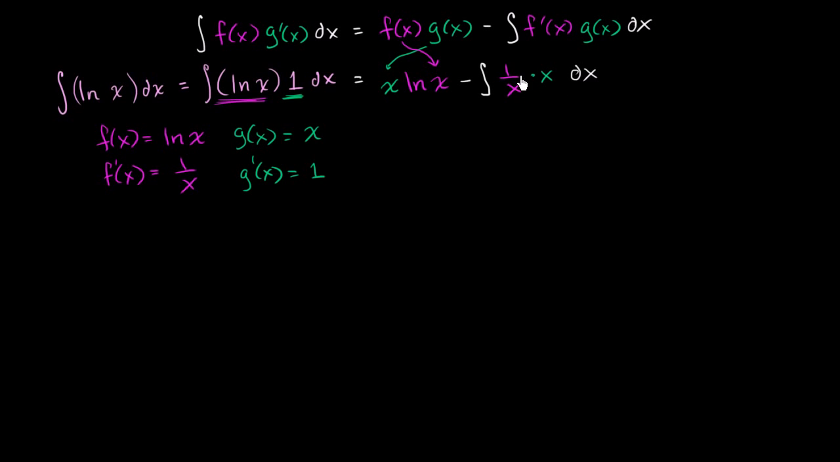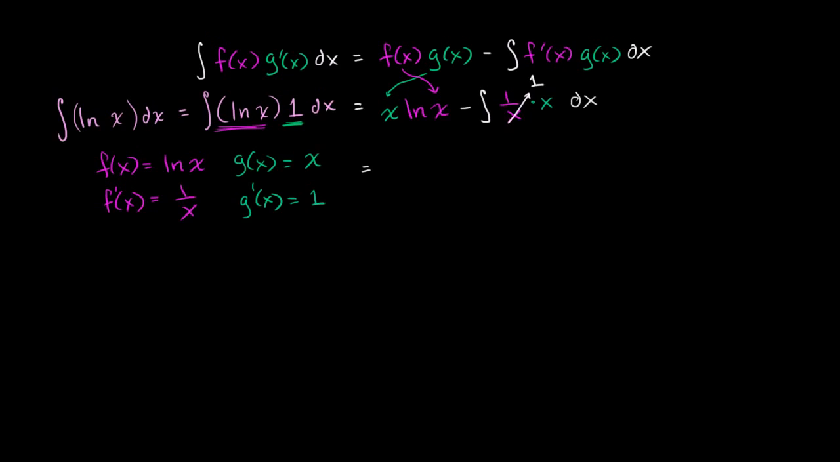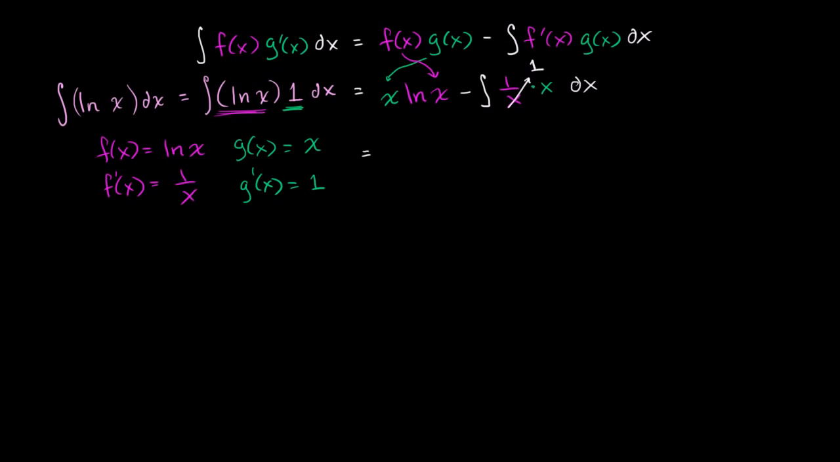Well, what's this going to be equal to? Well, what we have inside the integrand, this is just 1 over x times x, which is just equal to 1. So this simplifies quite nicely. This is going to end up equaling x natural log of x minus the antiderivative of just dx, or the integral of 1 dx, I should say, or the antiderivative of 1 is just x.